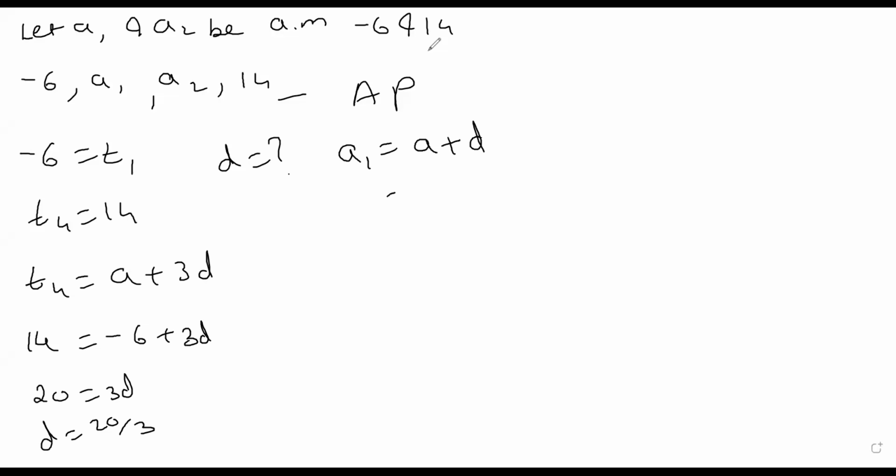A1 is actually not the first term. A1 is the second term. It is A plus D. It is minus 6 plus 20 by 3. That is minus 18 plus 20 by 3. That is 2 by 3.